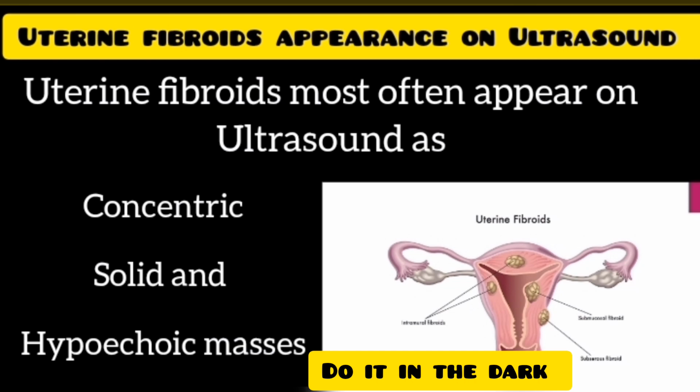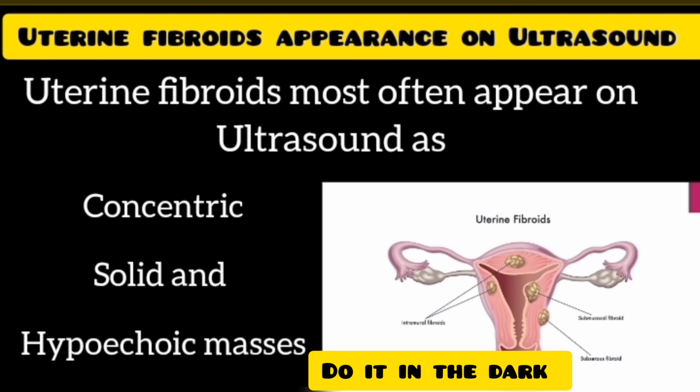Okay, there is a specific appearance which we should keep in mind while doing ultrasound of patients with signs and symptoms suggestive of uterine fibroids. So the first question is how uterine fibroid looks like on ultrasound. It is important to know that uterine fibroids most often appear on sonography as concentric solid hypoechoic masses. Hypoechoic masses means slightly darker in color as compared to surrounding structure. This is very important to know.